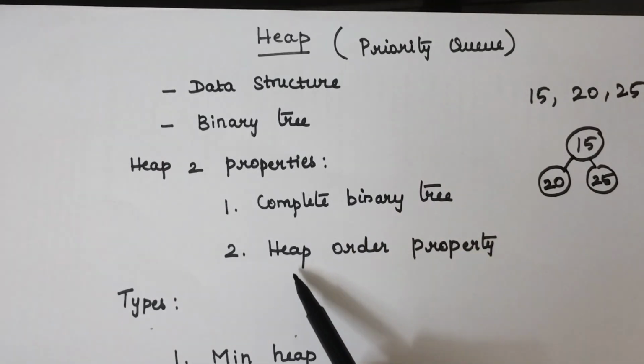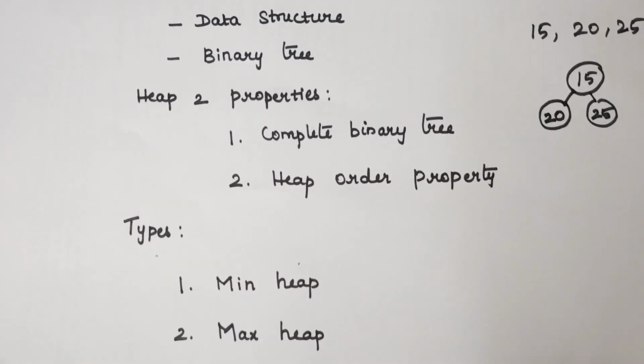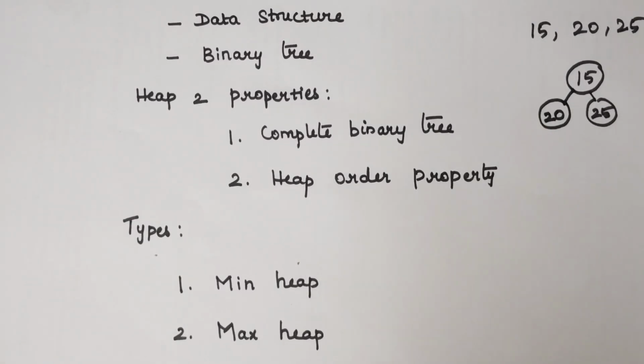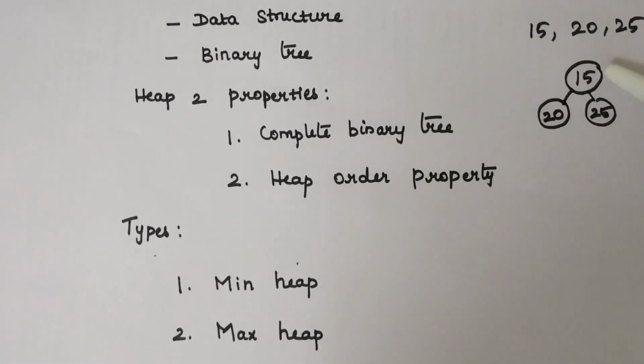And the second property is heap order property. Here heap order property depends on the types of heap. That is, there are two types of heap here. One is min heap and the next one is max heap. In min heap, the value of the root node should always be lesser than the children. That is the property of min heap. If you take this example here, the value of the root node is lesser than its children. So that is min heap.